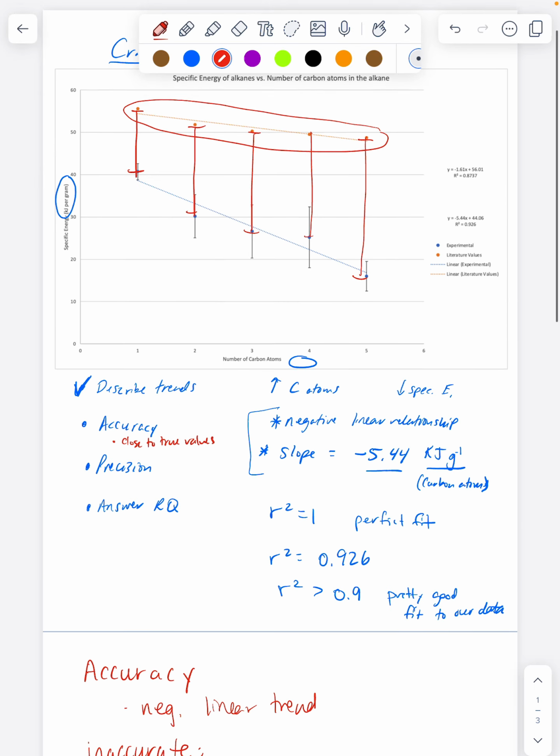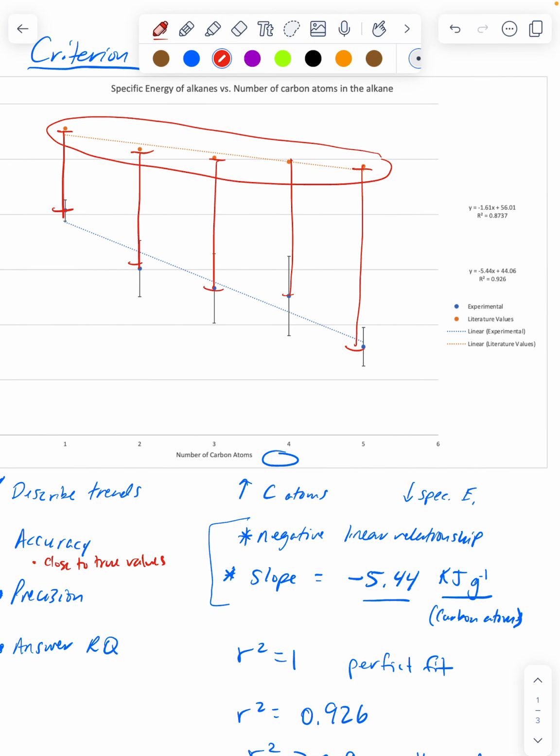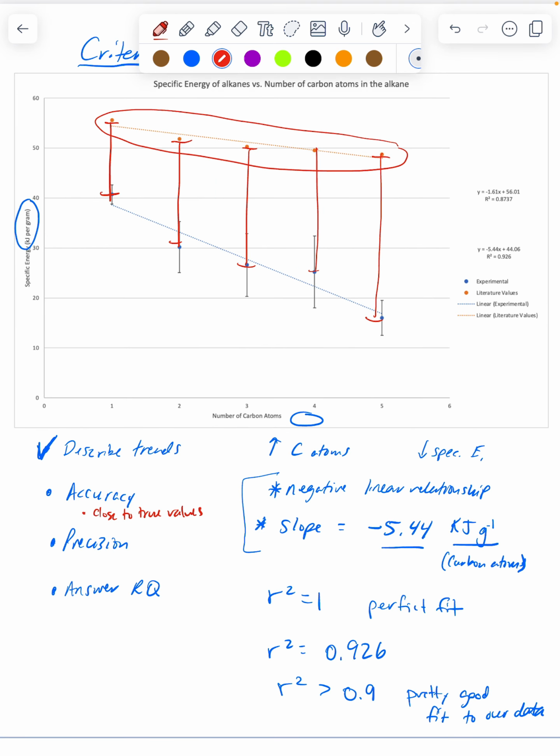And so maybe we could try to interpret why that might be. It seems that as our carbon atoms increase, we're getting farther and farther away from the true value. So maybe that has to do with how well those longer chain alkanes burn. How completely do they combust? Maybe there's a greater level of incomplete combustion as we get longer, and that's why we're getting farther and farther from the true value in our experimental values. That would be quite an advanced thing to try to think through and push to.